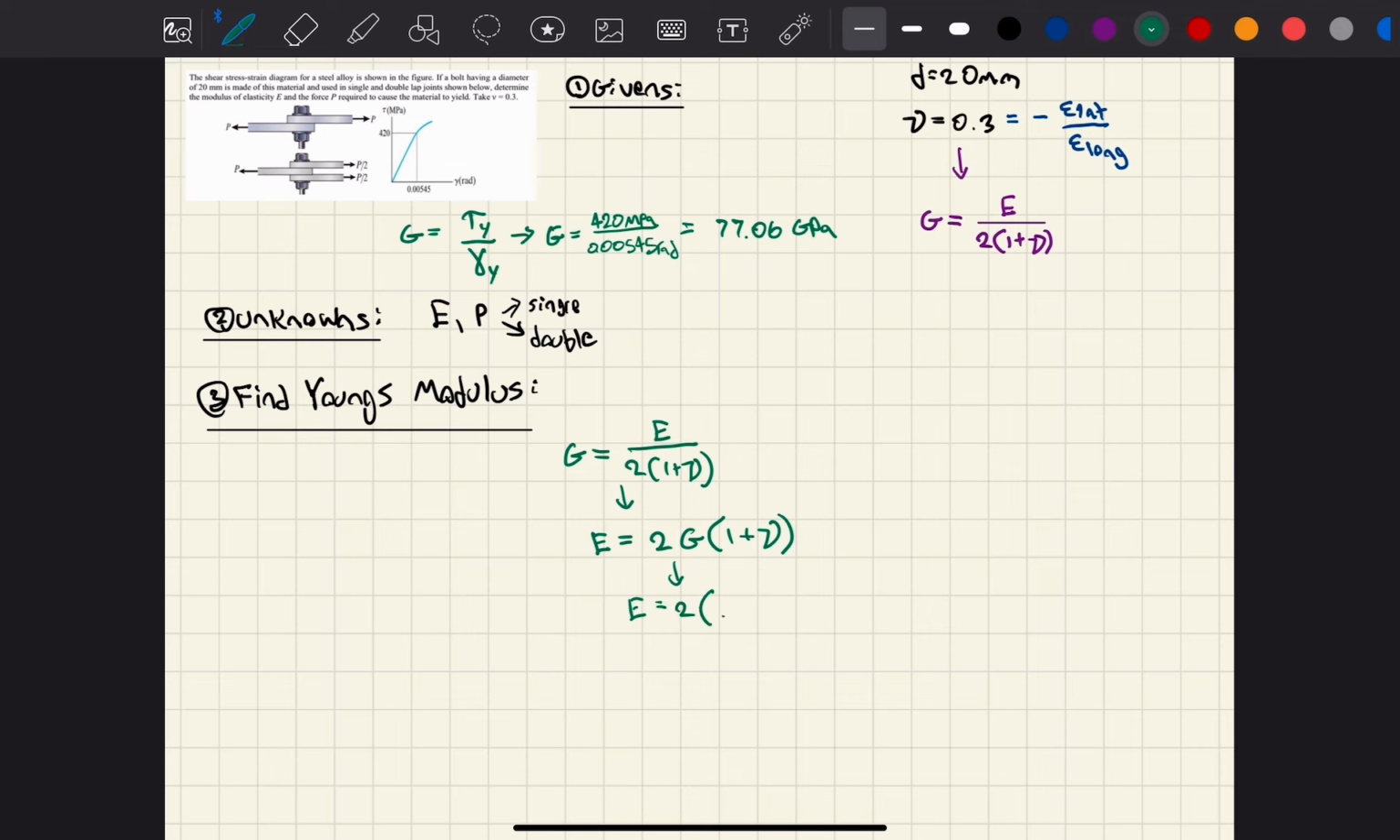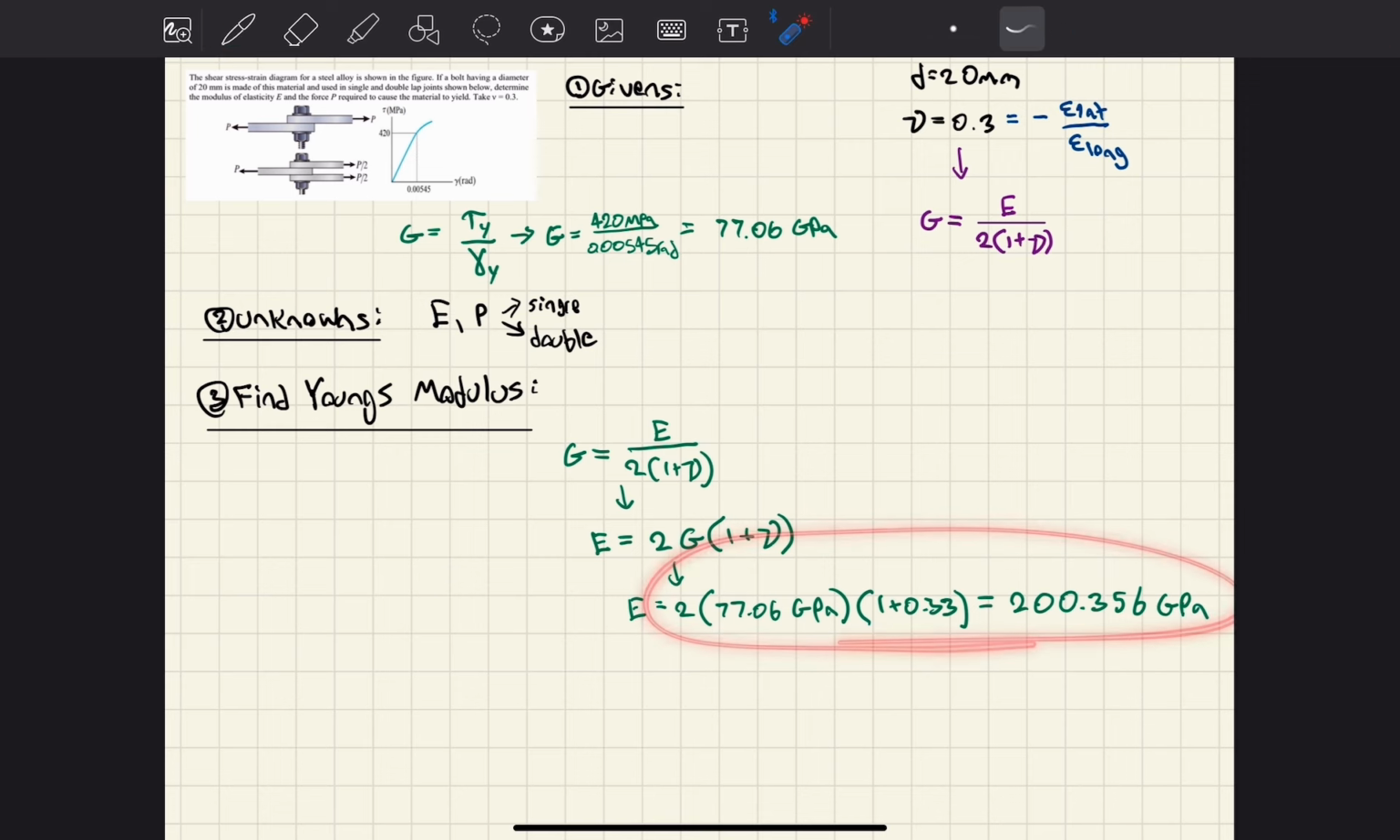2 times 77.06 times 10 to the 3 megapascals. Or actually, let's keep it in gigapascals. You're going to end up getting a Young's modulus of 200.356 gigapascals as your answer to this first part of the question.